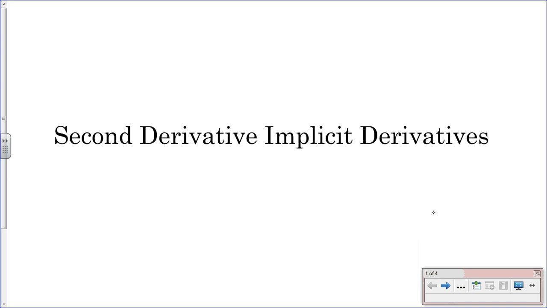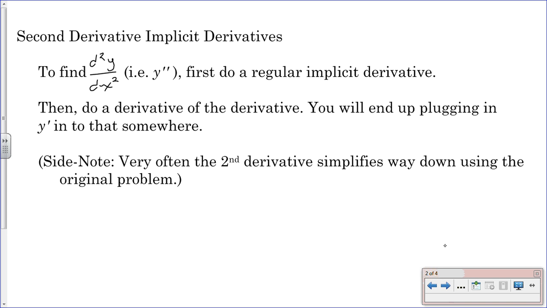Alright, this video is on second derivative implicit derivatives. If you remember, an implicit derivative is when your equation is not solved for y, but you still take the derivative anyway, ending up with y prime, and then eventually solving for y prime. Now what we're going to do is take our y prime equals and find the derivative again. So, second implicit derivatives.